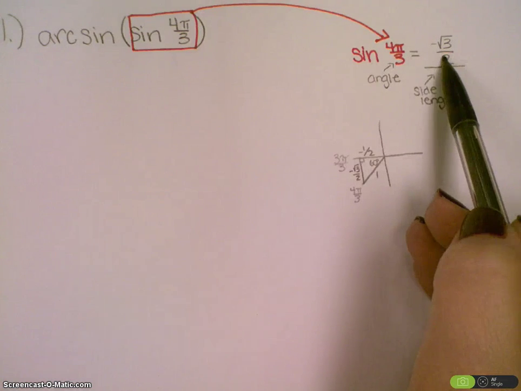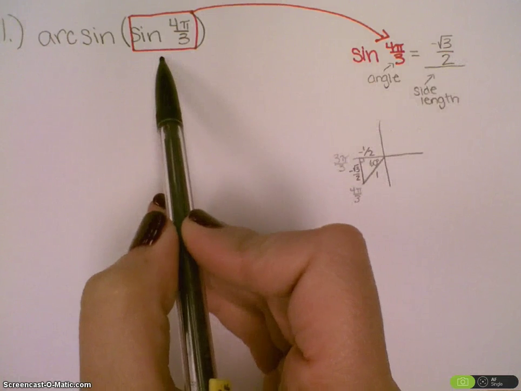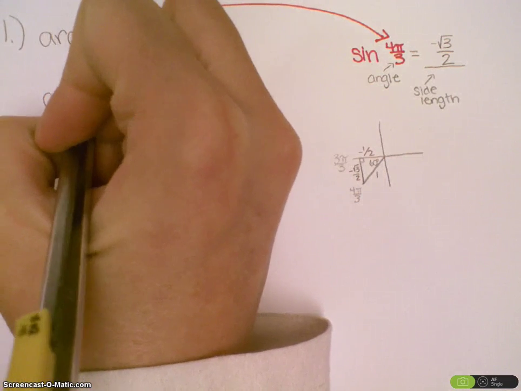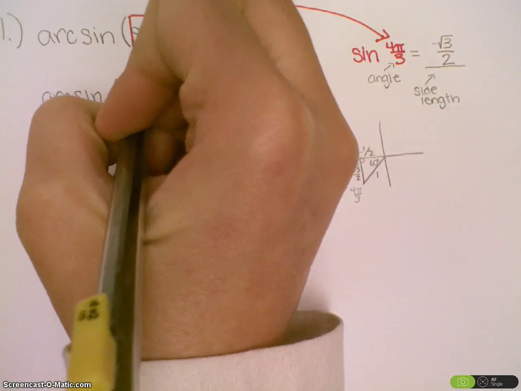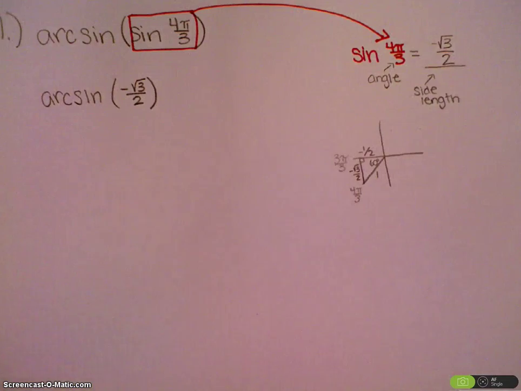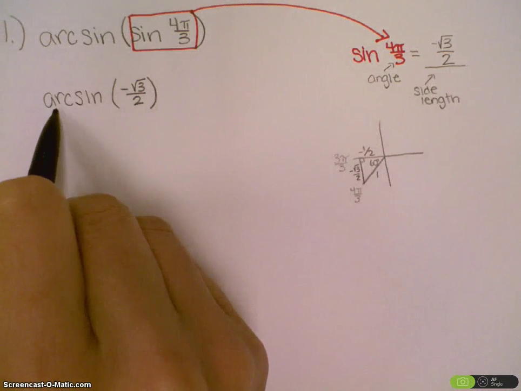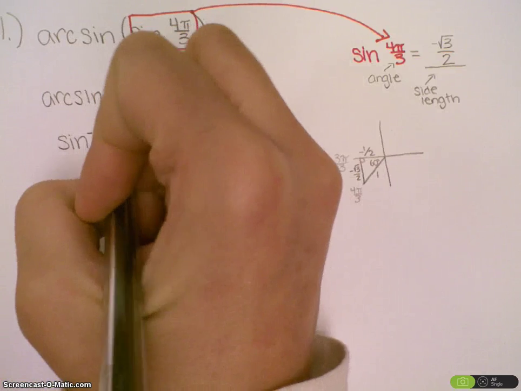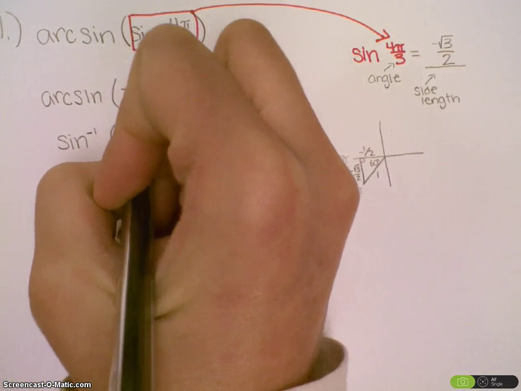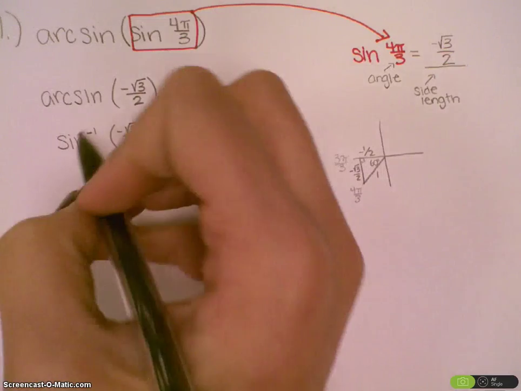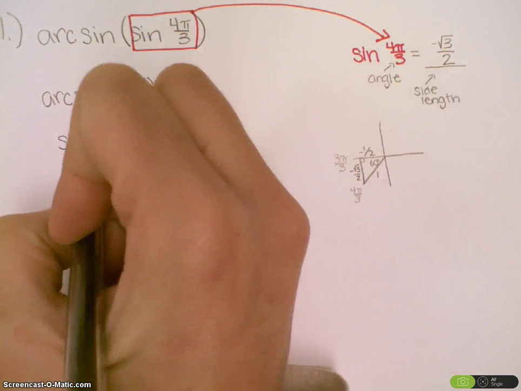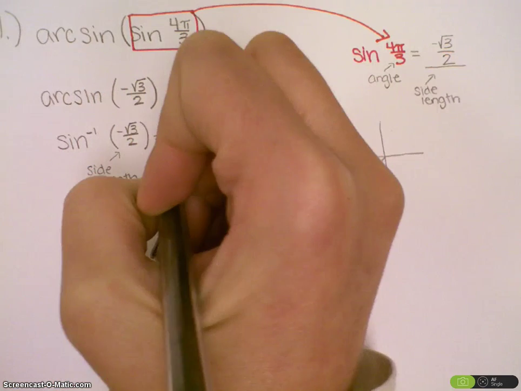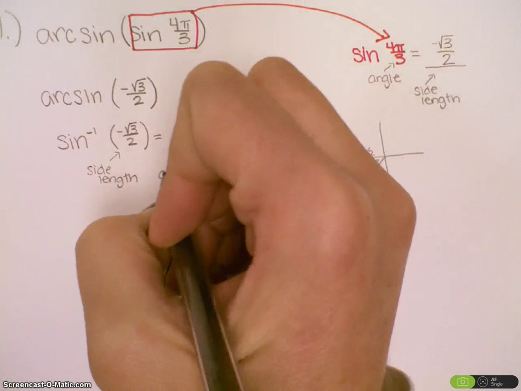Now let's take our result and bring it back into the problem. We are replacing what was inside the parentheses with our negative root 3 over 2. So now we are taking the arc sine, or if you wanted to write it as sine inverse, of negative root 3 over 2. It means the same thing. Here is a side length, so we know our resulting answer should be an angle.